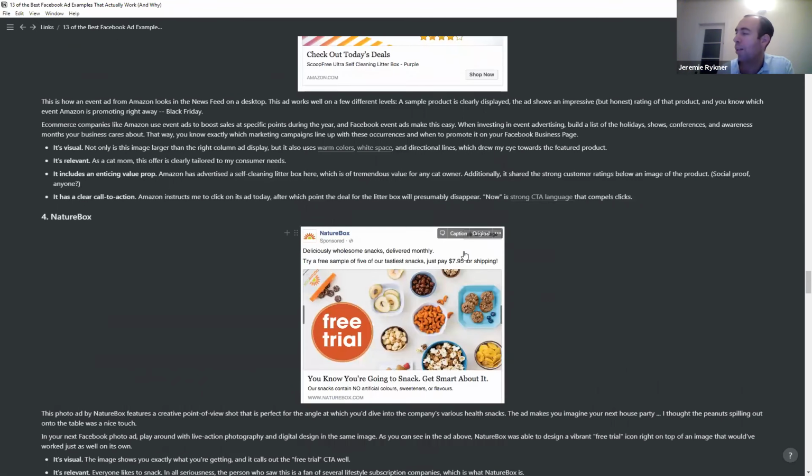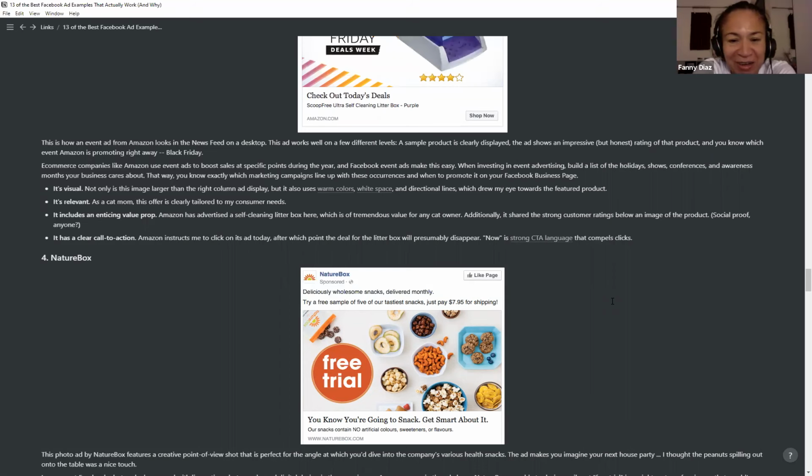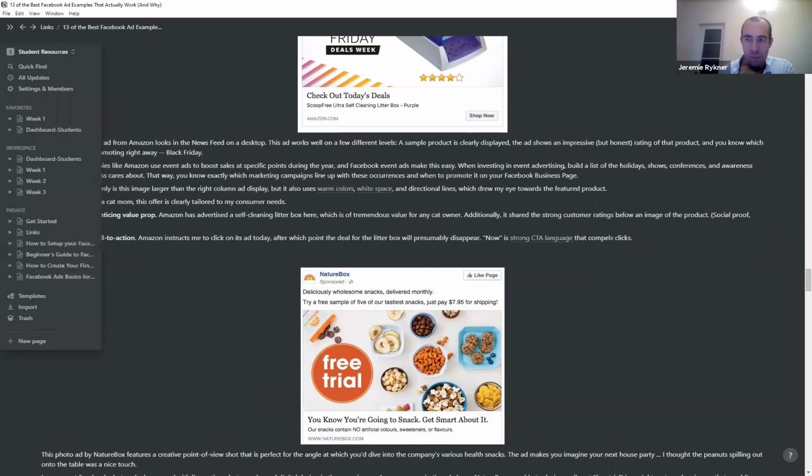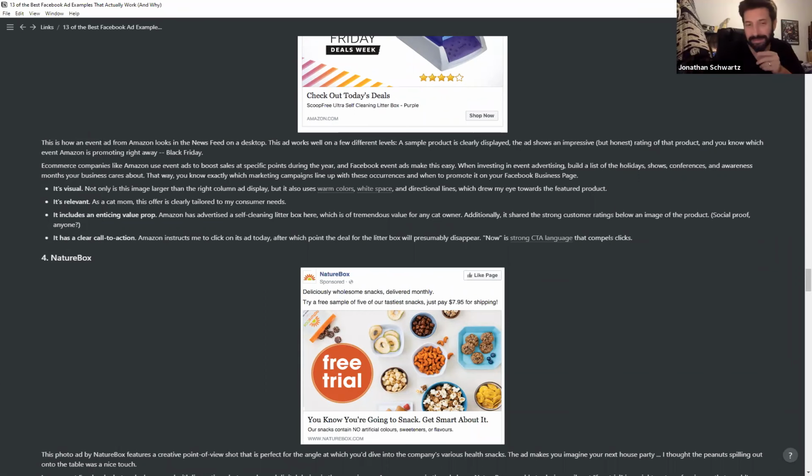Okay, here's another one. Nature Box. So what else? What do we have here? I want you to try to analyze some good elements in this ad. Visual cues, text cues. Orange, the orange color, yes. Orange, perfect, well said. Free trial. Free trial, yeah, call to action, FOMO.